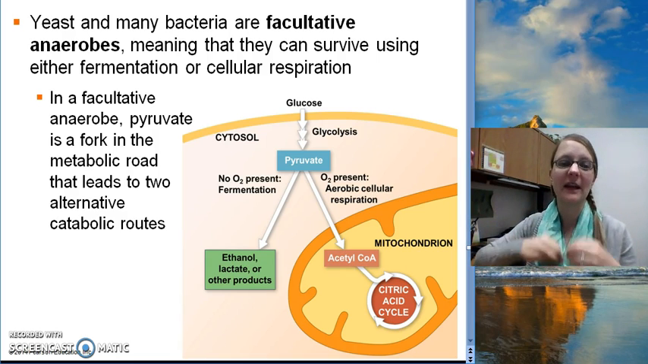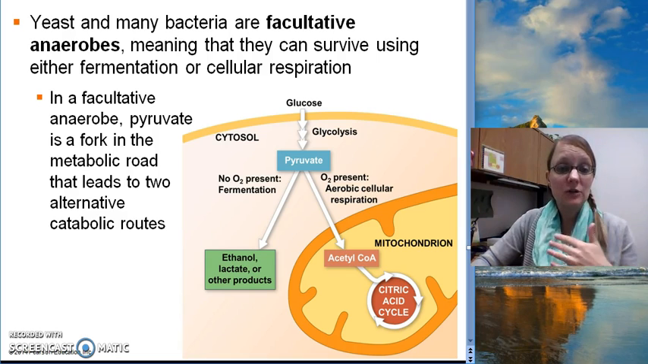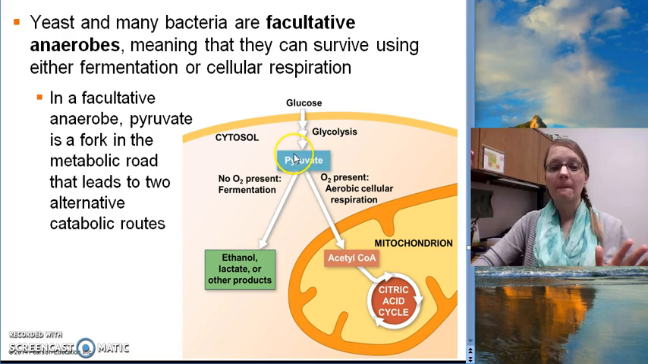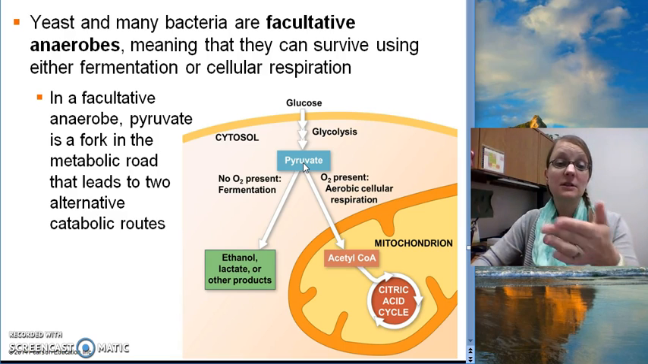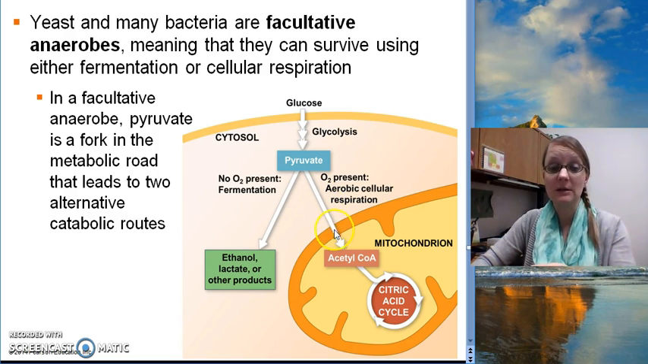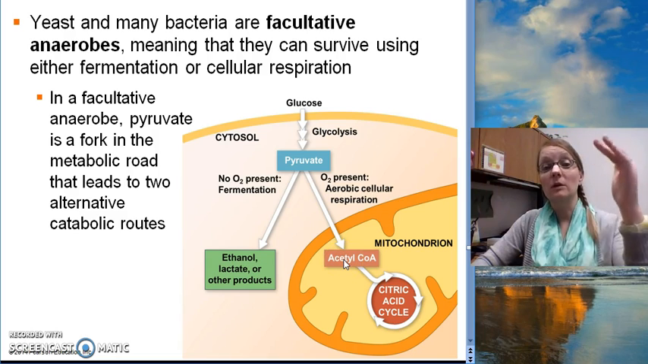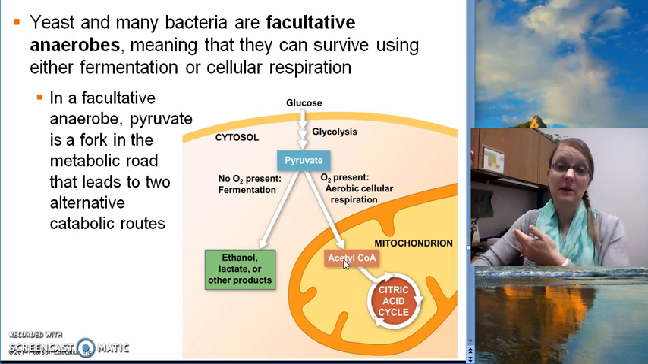For a facultative anaerobe, essentially they'll do glycolysis just like everybody else to produce pyruvate. And then at pyruvate here, this is a fork in the road. If oxygen is present, the pyruvate will be shuttled into the mitochondria for the remaining 2 steps of cellular respiration, making a whole bunch of ATP.